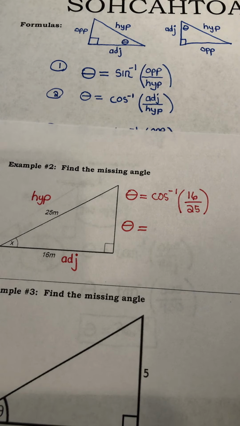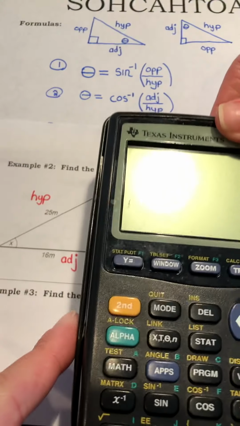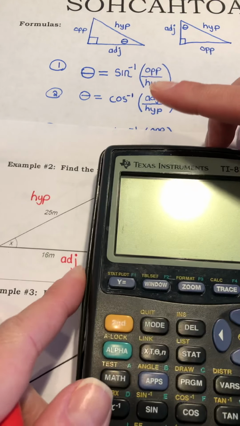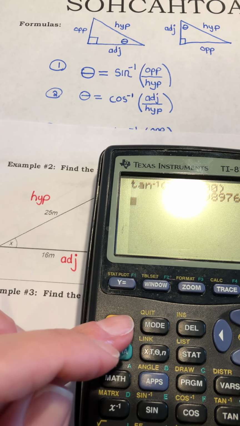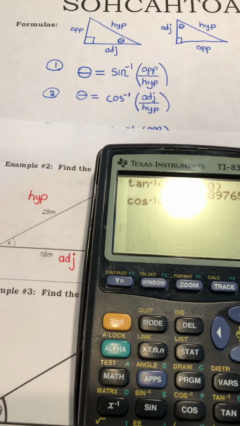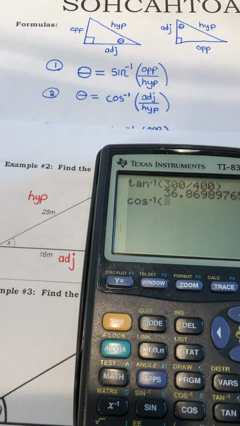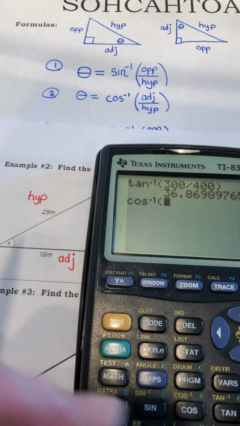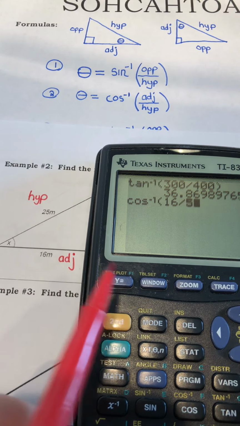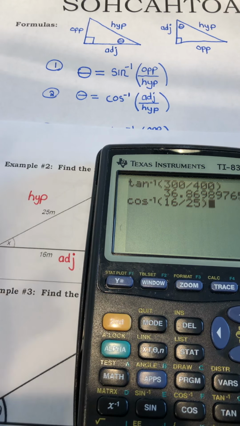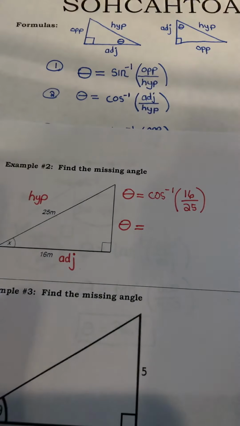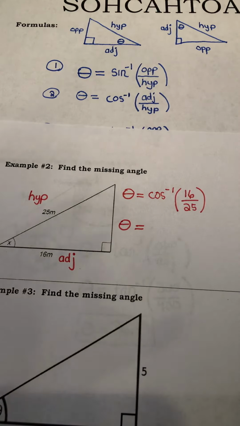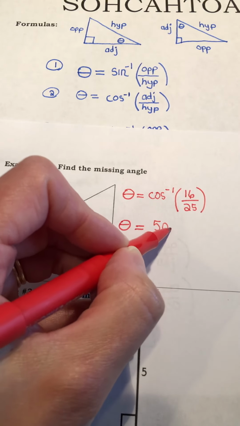So let's go to our trusty calculator and type in inverse cosine of adjacent over hypotenuse. So 16 divided by 25. You type that in, hit enter, and you get 50.2 degrees. So the answer to this question is 50.2 degrees.